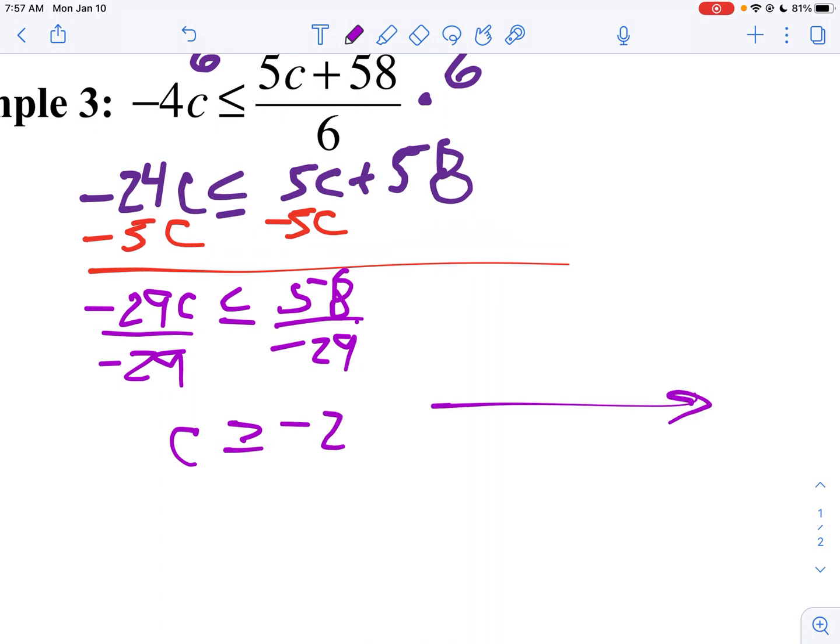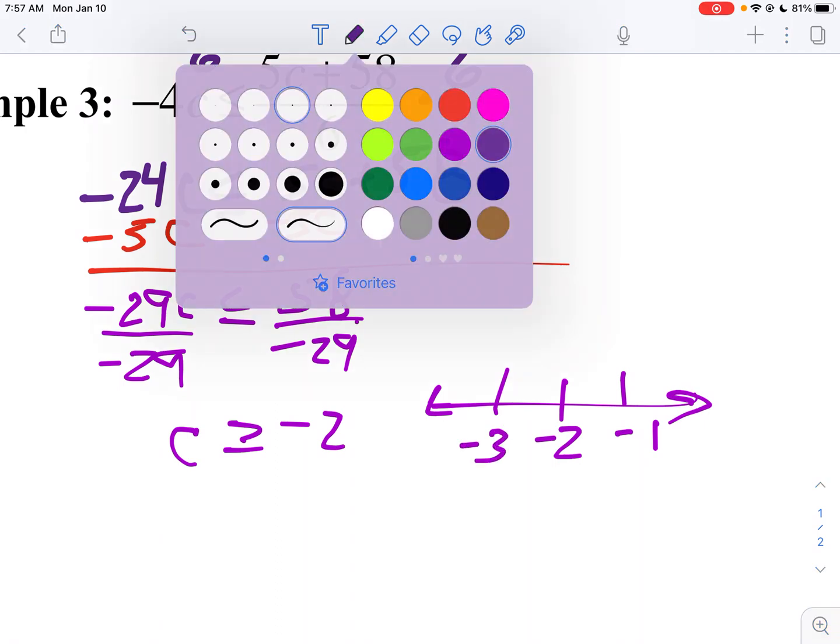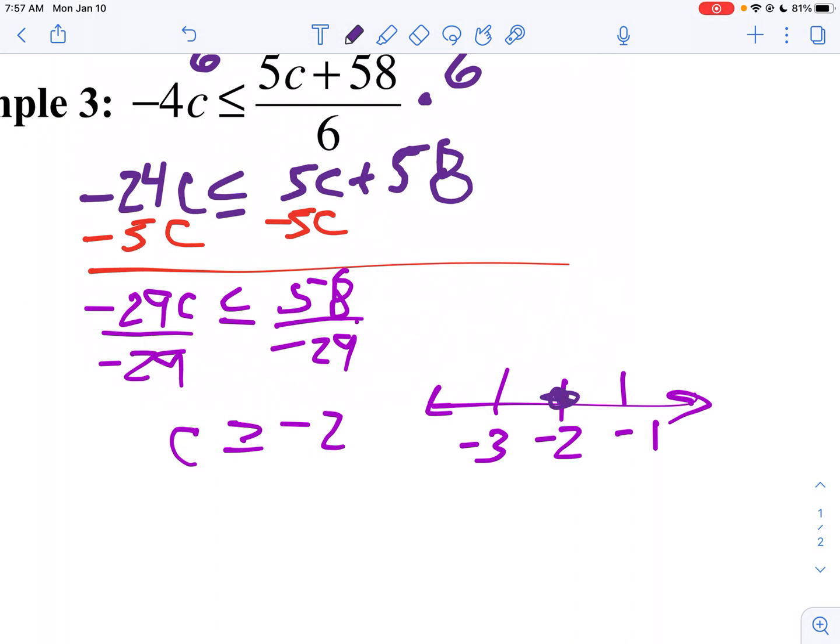So on my number line, I'll have negative 2. And then to the right of negative 2 is negative 1. To the left of negative 2 is negative 3. And I'll fill in my dot. And then I want it to be greater than, so I'm going to shade to the right. And there we have it.